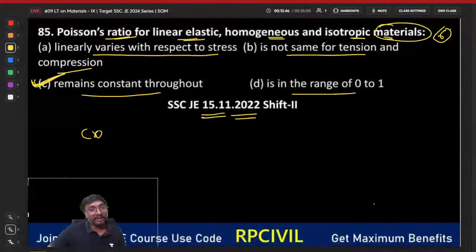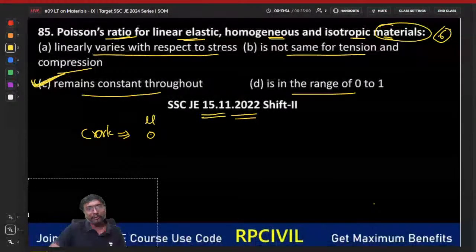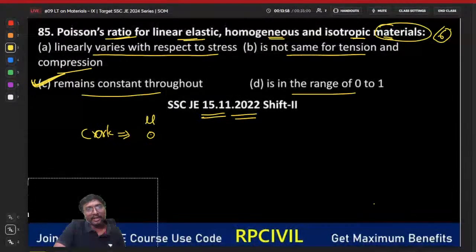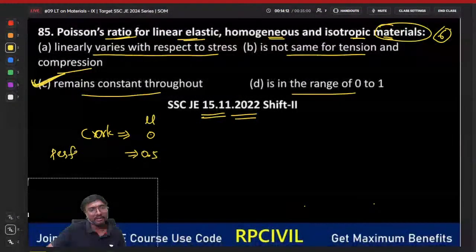For cork, how much will the Poisson's ratio mu be? It is 0 for cork. And for other materials? It is 0.5 for a perfectly elastic body. So this is your perfectly elastic, 0.5.